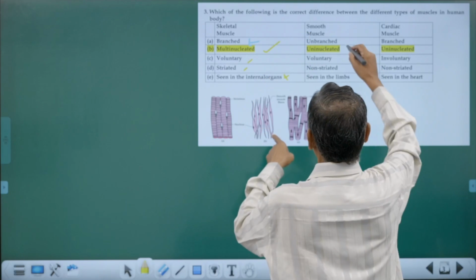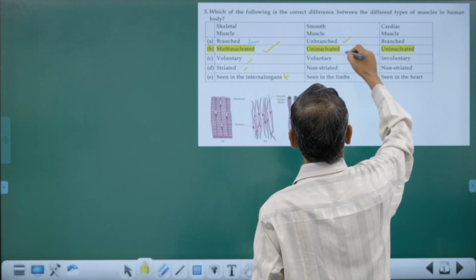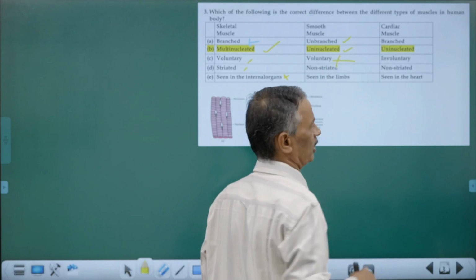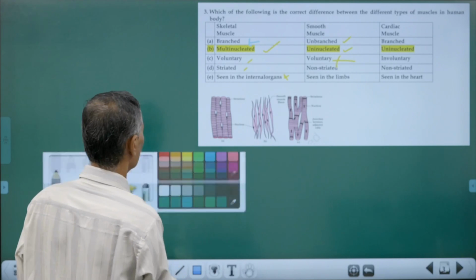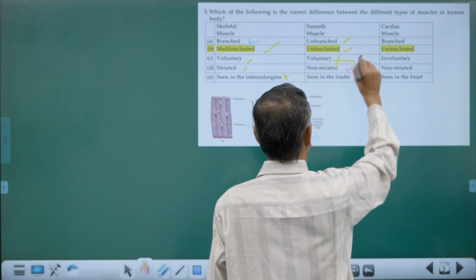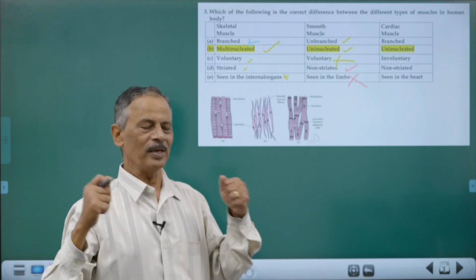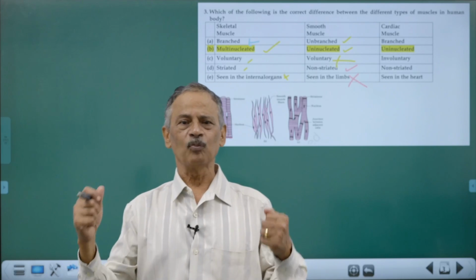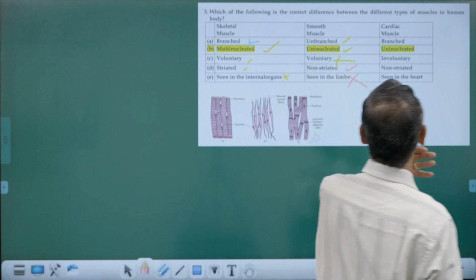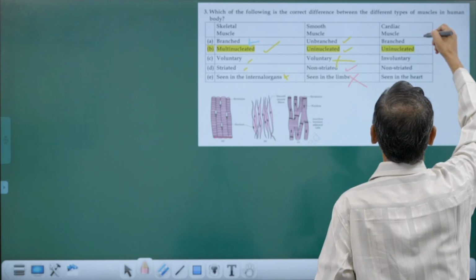Smooth muscles. They are all unbranched, spindle shaped. That is correct. They are uninucleated. Again correct. They are involuntary. They are not under our will. So they are involuntary. They are non-striated. That point is correct. Seen in the limbs? No, limbs are organs of movement. Those are skeletal muscles. Visceral muscles are seen attached to the internal organs.